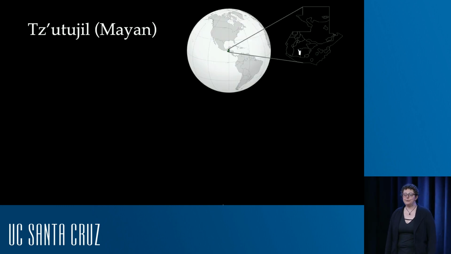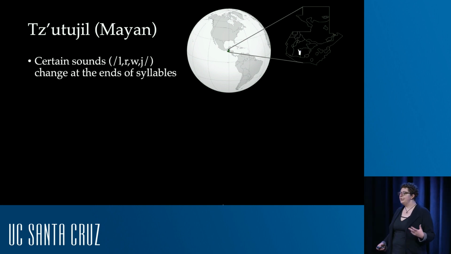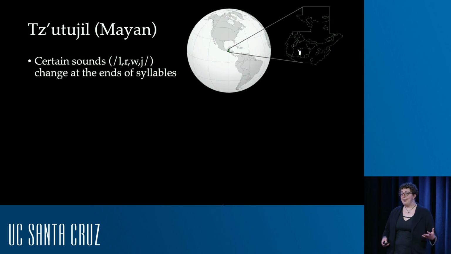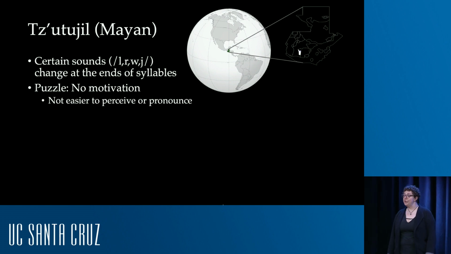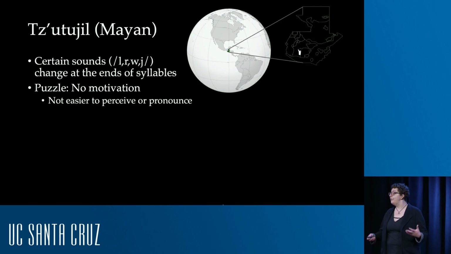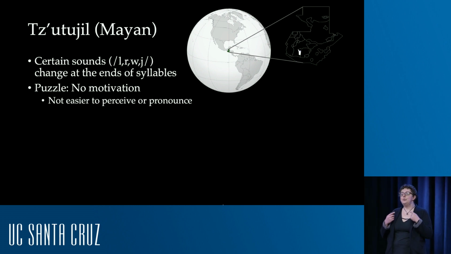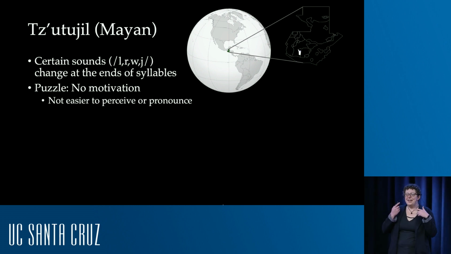So for example, I work with speakers of a language called Sutujil, which is a Mayan language spoken mainly in Guatemala. And there's a pattern in Sutujil where certain sounds, like L, change when they happen at the ends of syllables, la versus ash, which is cool. But it also presents a puzzle to phonologists who believe that these types of alternations in certain positions need to be motivated. They need to make things easier to pronounce or to perceive. And this doesn't seem to be the case with syllable final L.